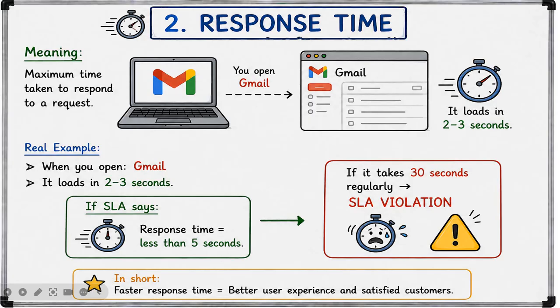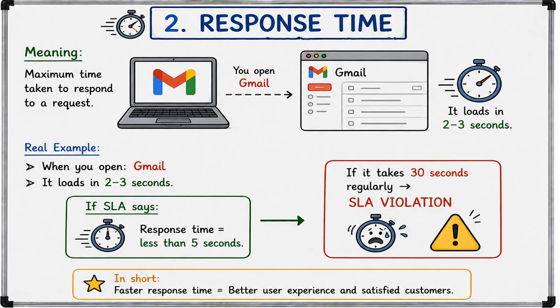Now when you open your Gmail, what happens? You type the URL or click the app. Then the system processes your request and your inbox page will be loaded, and normally it will take 2 to 3 seconds, and this is considered a good response time. So users expect quick access without waiting.